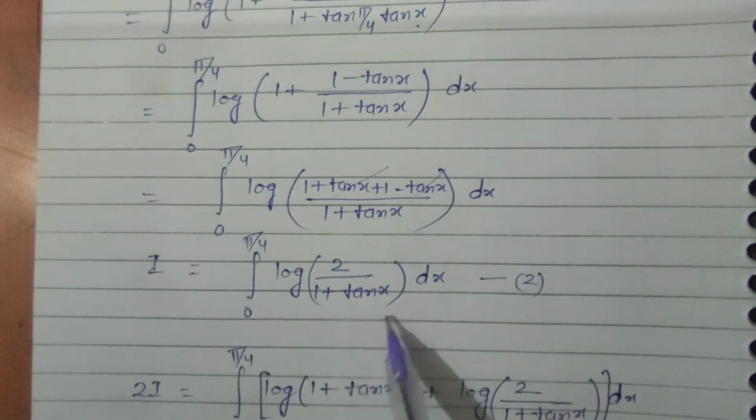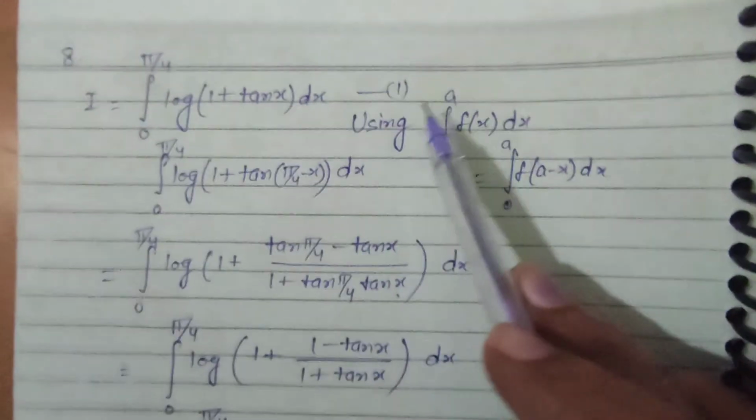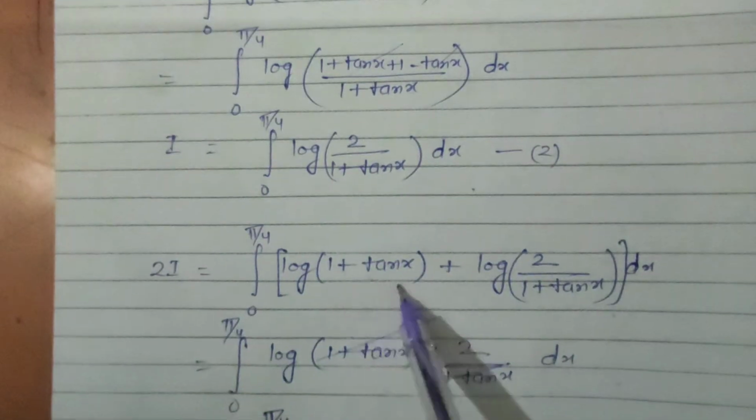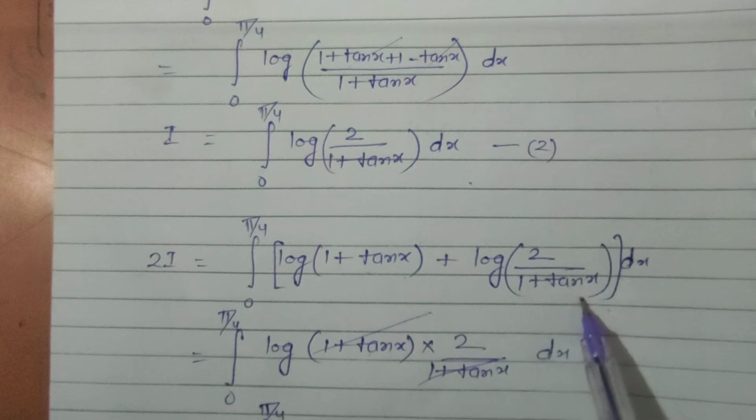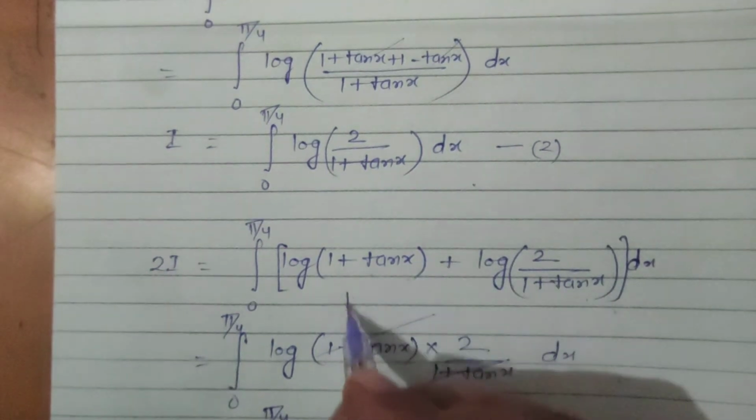So this is the second equation and this one is the first. Adding first and second, I plus I is 2I. First is log of 1 plus tangent x. Second is log of 2 upon 1 plus tangent x. We know that log m plus log n.